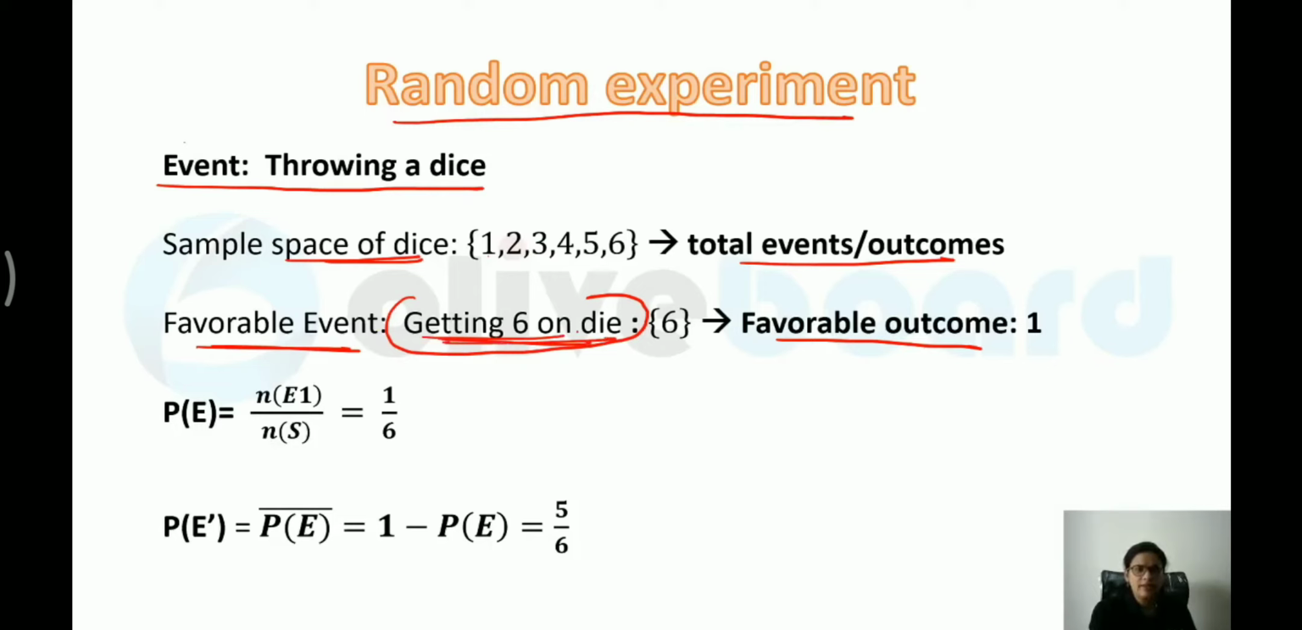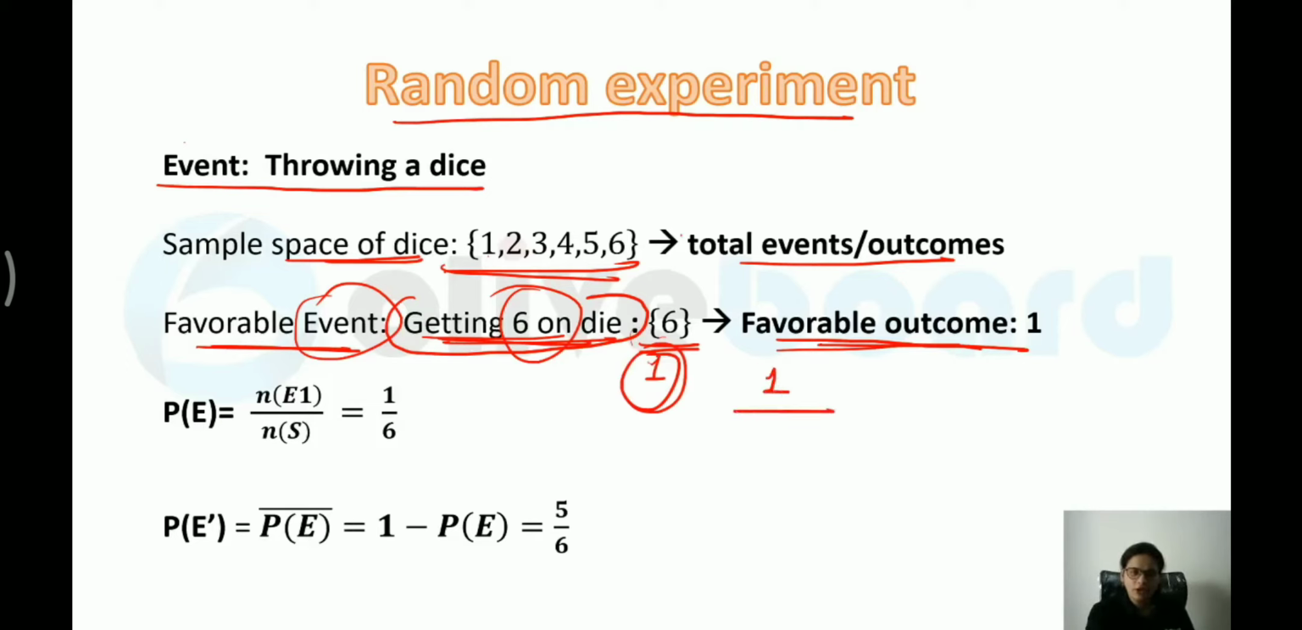What is the probability of getting 6 on the die? There is only one way I can get 6, when 6 falls on the die. Total 6 values are possible, but my required event is getting the number 6 on the die, which can happen only once. So the favorable outcome is 1. So what is the probability? Probability means 1, my required value, upon total outcomes. So please remember: favorable outcome upon total outcome.